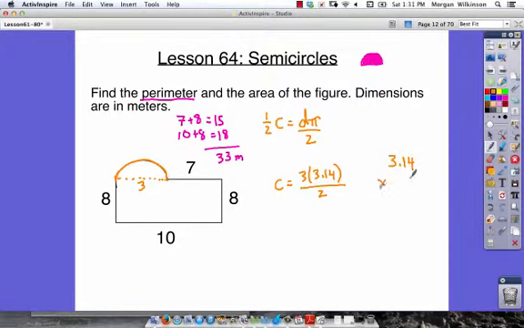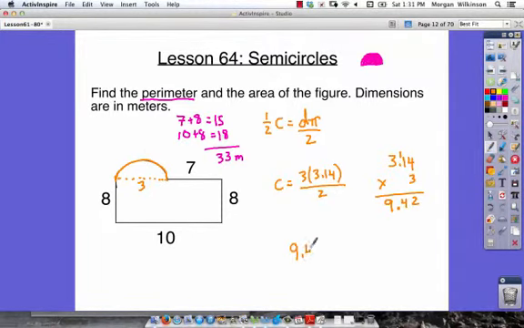3.14 times 3, 3 times 4, that's 12. We'll carry our 1. 3 times 1 is 3, plus 1 more is 4, and 3 times 3 is 9. We get 9.42. Now we have to divide that in half because it's only half of a circle.